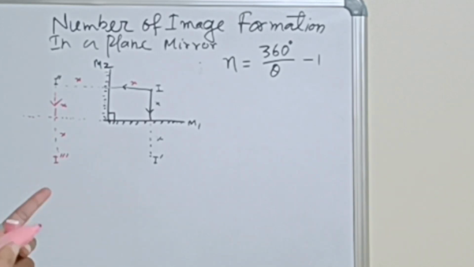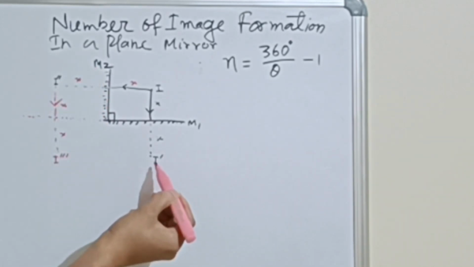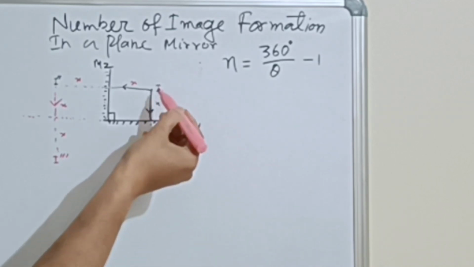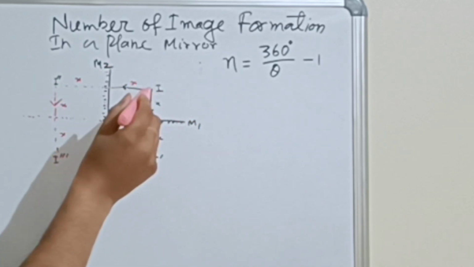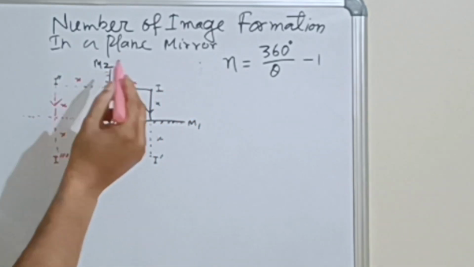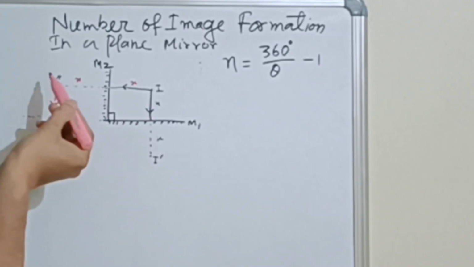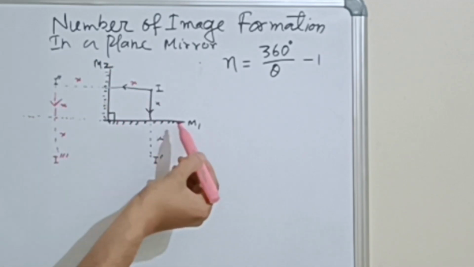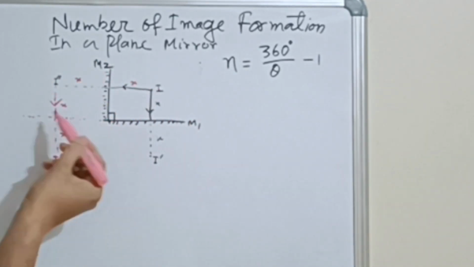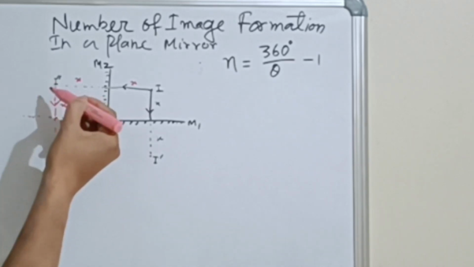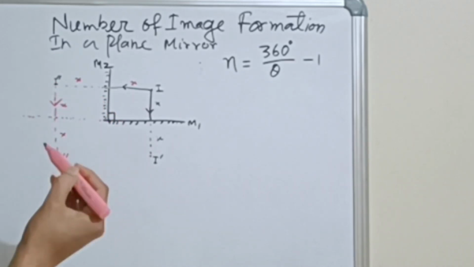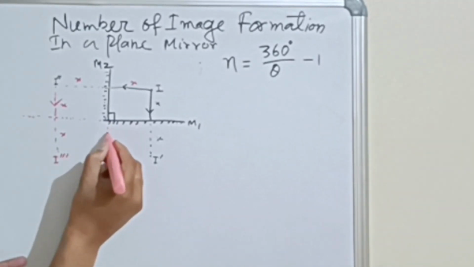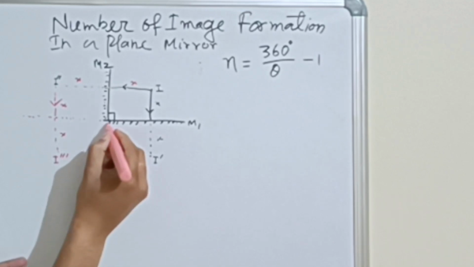So now you can see, right? This becomes the image of object I, and the object I is for M2, the second mirror. The virtual image is I double dashed, and for this it becomes an object with respect to mirror M1. I have extended back the mirror axis, so it will fall the object here, right?